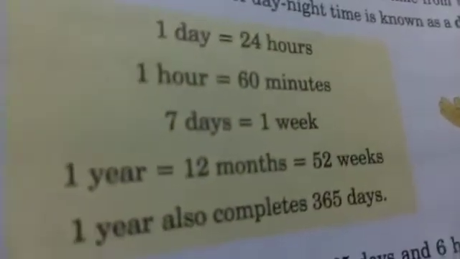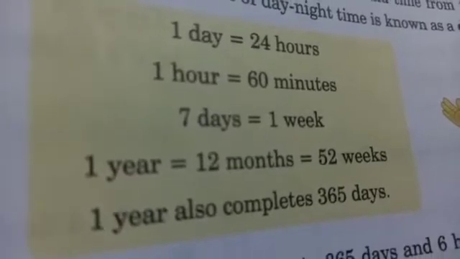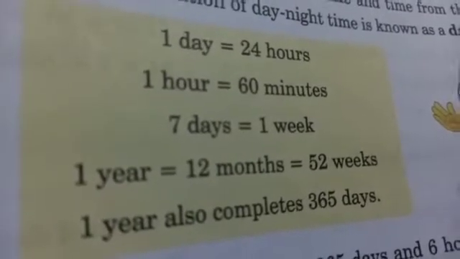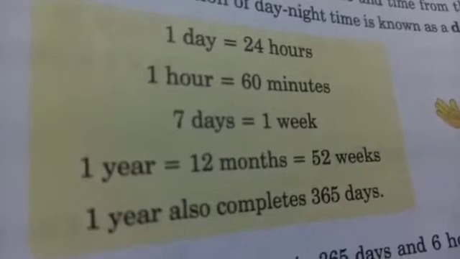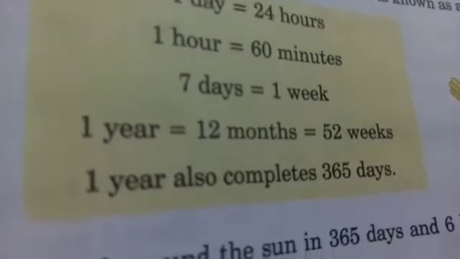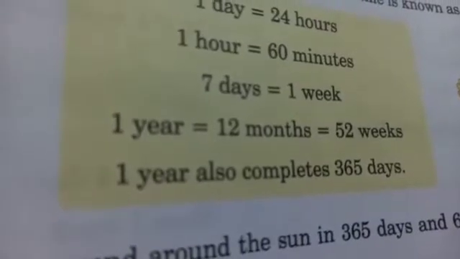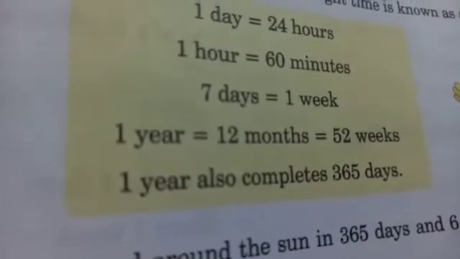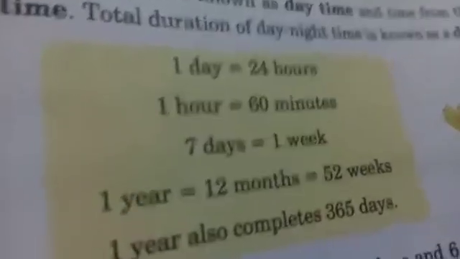So the total duration is given: 1 day is 24 hours, 1 hour is 60 minutes, 7 days is equal to 1 week, 1 year is 12 months or 52 weeks. Okay, 1 year also has 365 days. Now we'll see the conversions.